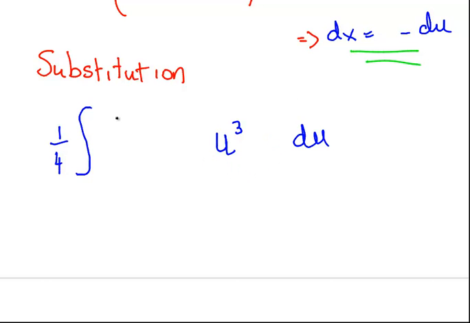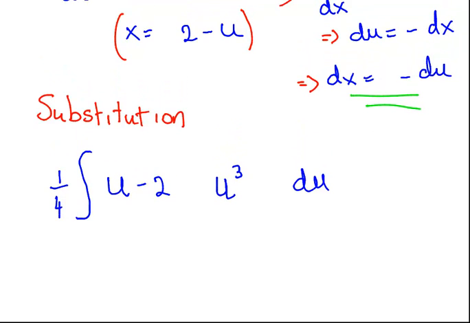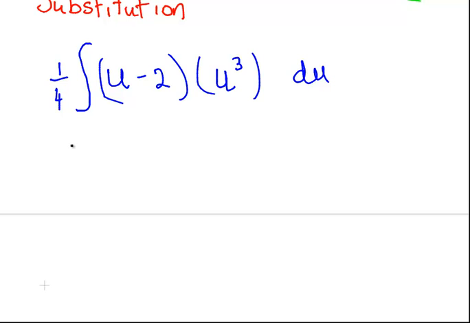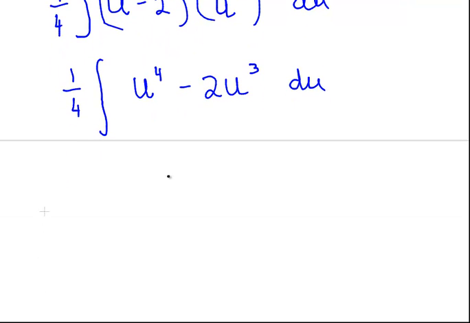And what I could do is cancel this out by putting 2 minus u as u minus 2, which is essentially multiplying it by minus 1. 2 minus u times minus 1 gives you u minus 2. If you want to check that yourselves, you'll find that it works. Now, 1/4 of u to the power of 4 minus 2u over 2 times u to the power of 3 du. That's a nice, easy, straightforward one.